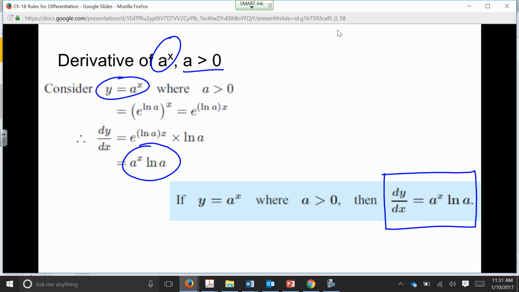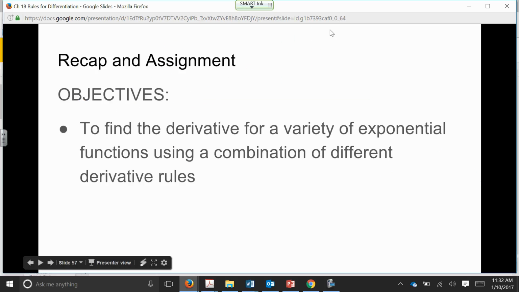Right? Now, the good news is that this rule, like all the other rules, are provided for you in your formula packet that you get on the IB exam, so you don't have to worry so much about memorizing. You just need to know how to apply it. All right? So that kind of wraps up what we're talking about here. Again, what were we trying to do? We were trying to find the derivative for a variety of exponential functions using a combination of different derivative rules. I think we met that objective.